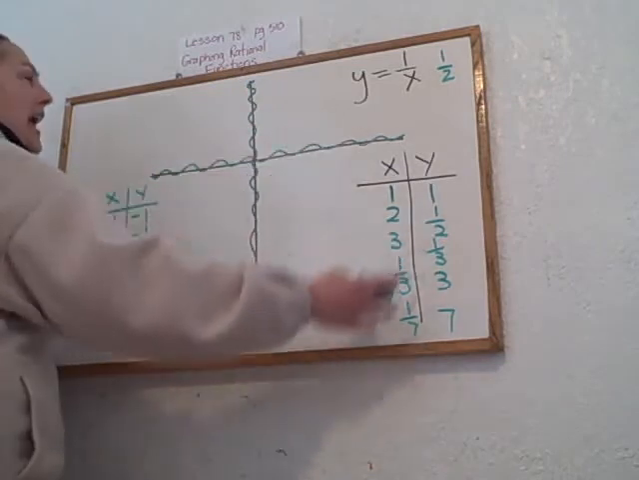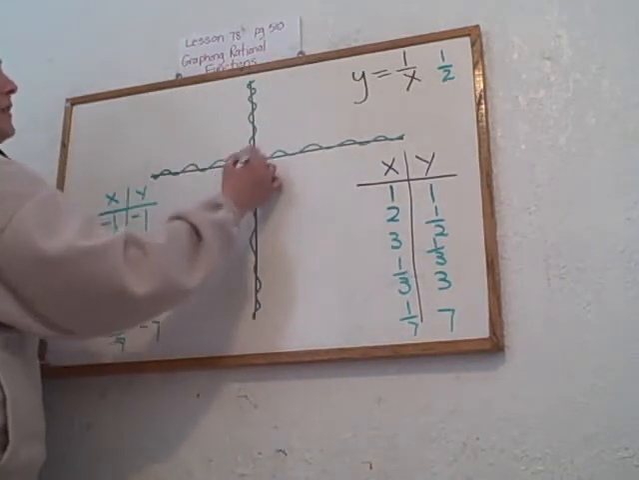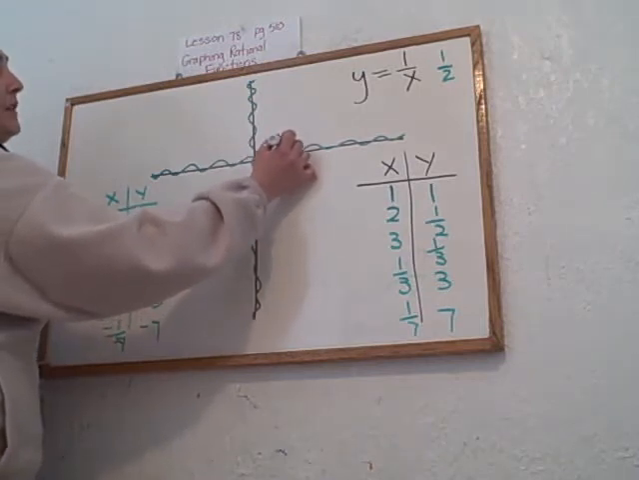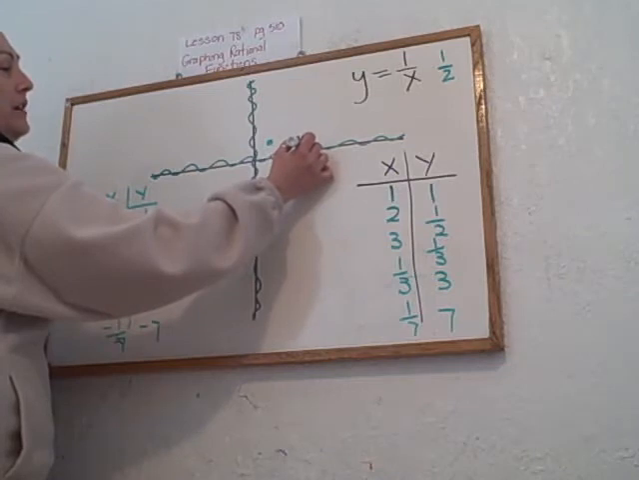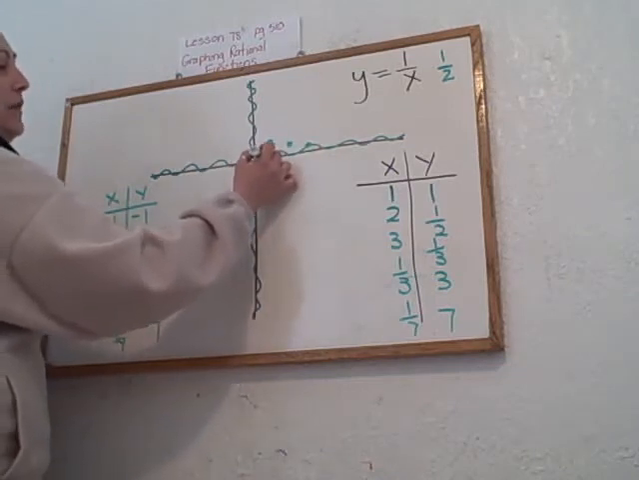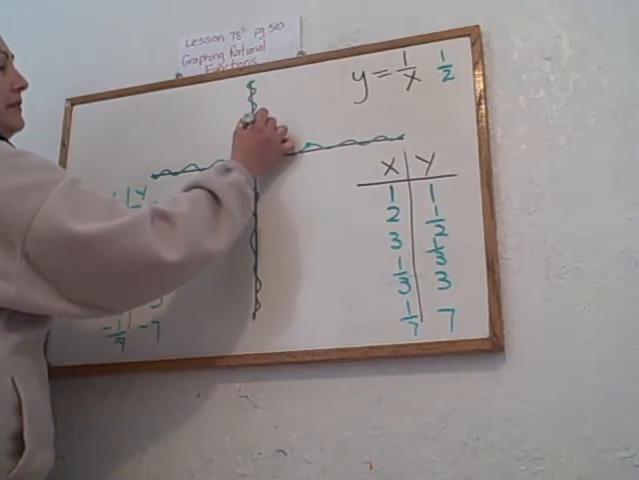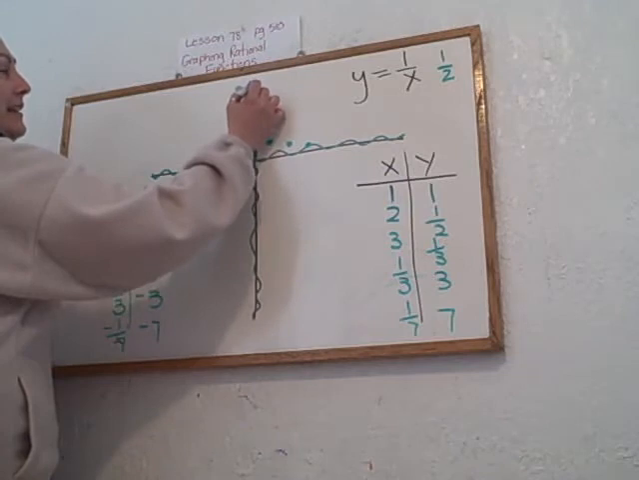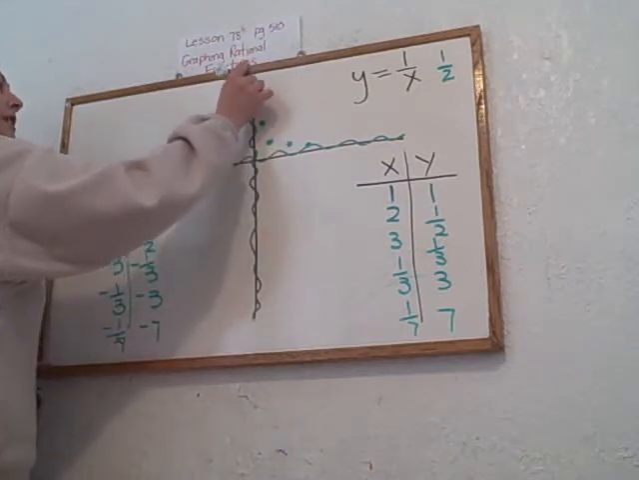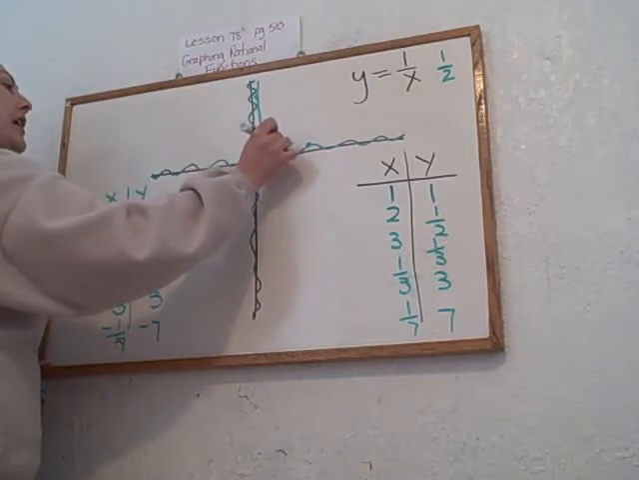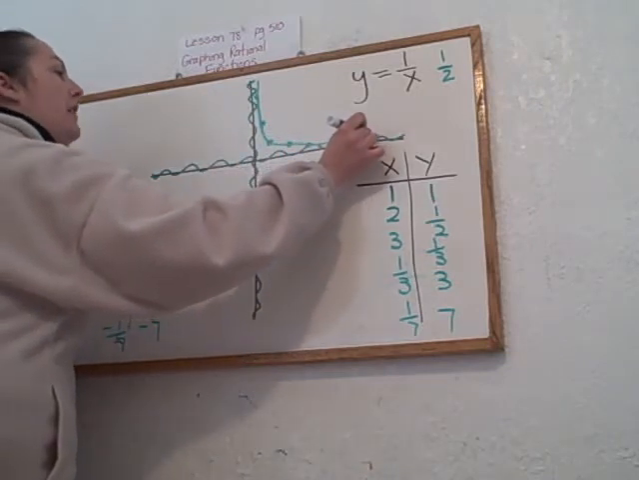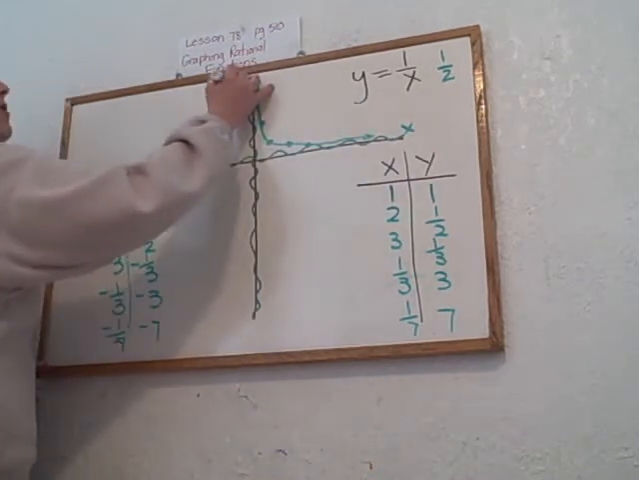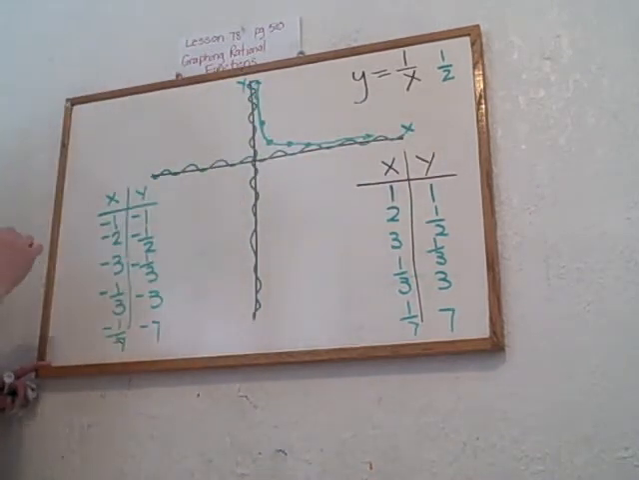I then take these scattered points and put them on my graph. 1, 1, 2, 1/2, 3, 1/3, 1/3, 3, 1/7, 7, all the way up there. It will increasingly go up, but never come in contact with either one of those axes. It will never come in contact with the x-axis, nor will it come in contact with the y-axis.